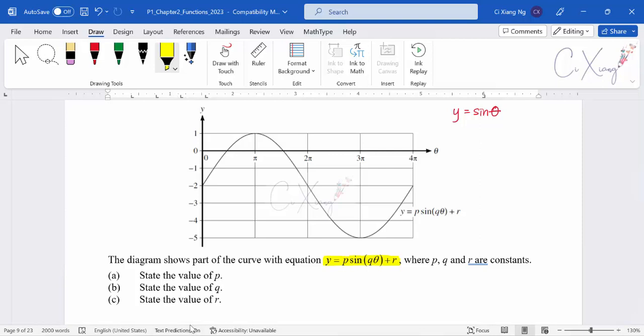All right, so there are actually many ways for us to decide the values of p, q, and r. The first one is by comparing the basic graph with the final graph. So this is the final graph and this is the basic graph. For the basic graph, the highest value is 1, the lowest value is negative 1. And for the latest graph, the graph after transformation, maybe I need to draw the center line first. This is a center line.